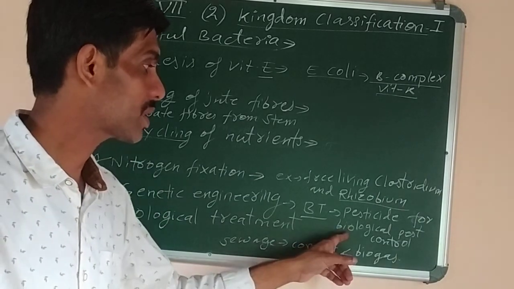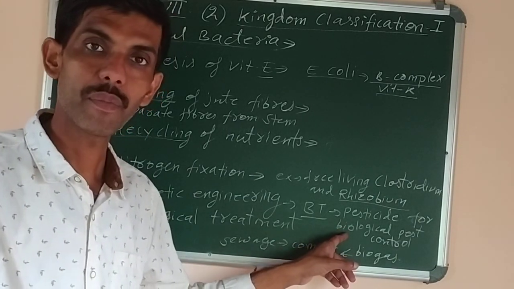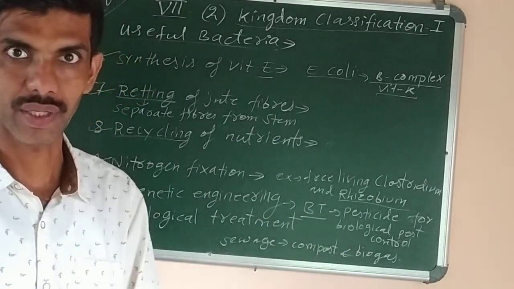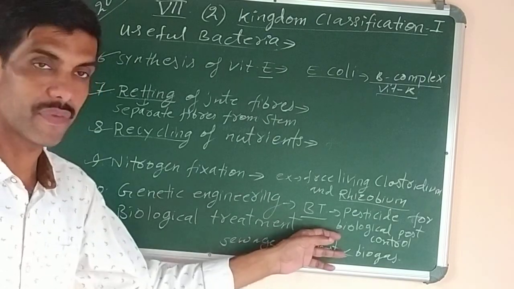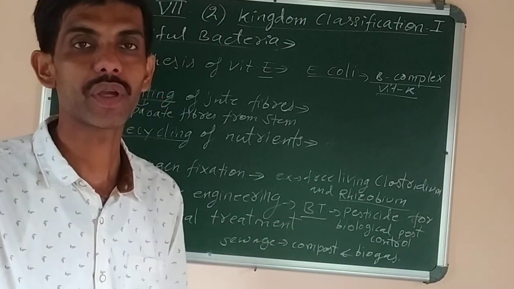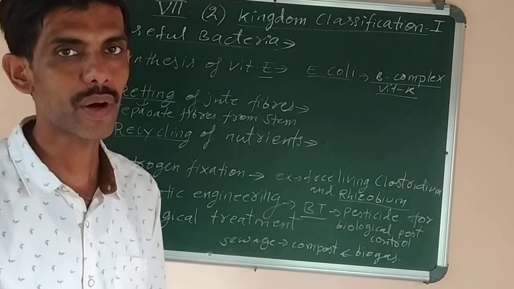So biological pest control means to kill the pest by another living organism. Means one living organism will kill another living organism. Understood? So this is a very beneficial effect. It is good for the environment. It is environment friendly because it will not cause any type of pollution.